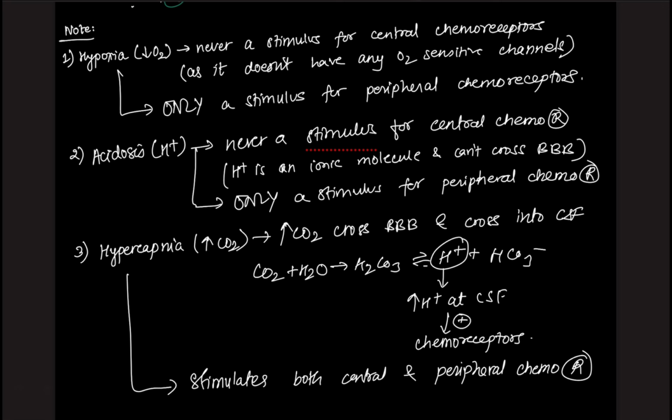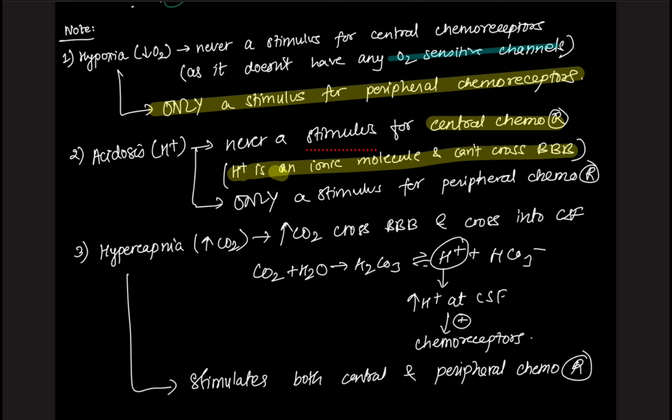So, just a brief summary. Hypoxia, that is decrease in O2, is never a stimulus for central chemoreceptor because there is no presence of any oxygen sensitive channels, right? So hypoxia is only a stimulus for the peripheral chemoreceptors. The same thing with acidosis. It is not a stimulus for central chemoreceptor because the ionic molecule cannot cross the blood brain barrier, so it is also only a stimulus for peripheral chemoreceptors.